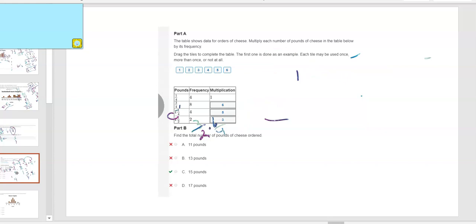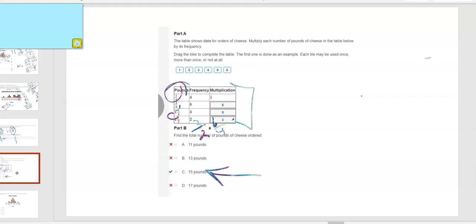So, if you want the total number, you got 1/4 times 4 is 1. Oh, so you're just adding up here. 6, 11, 12, 13, 14, 15. You just add this up. So when you multiply this part of a pound times the frequency, this gives you the number of pounds, and you just add those up for 15 pounds.